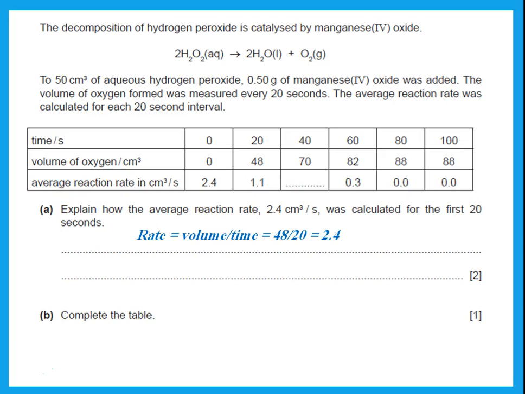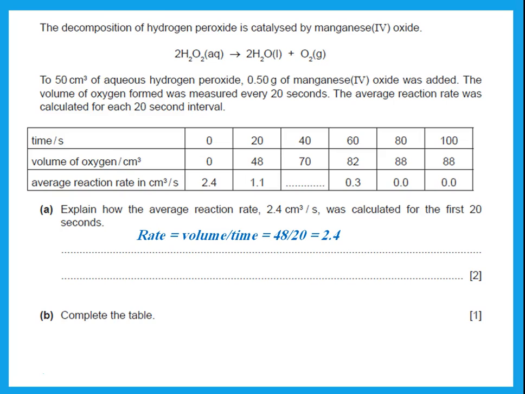And that means for the next 20 seconds, that means from 20 to 40. Now from 20 to 40, that is 20 seconds. Now how much gas was collected within that 20 seconds? He started with 48 and he ended with 70. So the difference between them is the amount of gas collected, and that is the volume. So divided by 20, it comes out to 0.1.